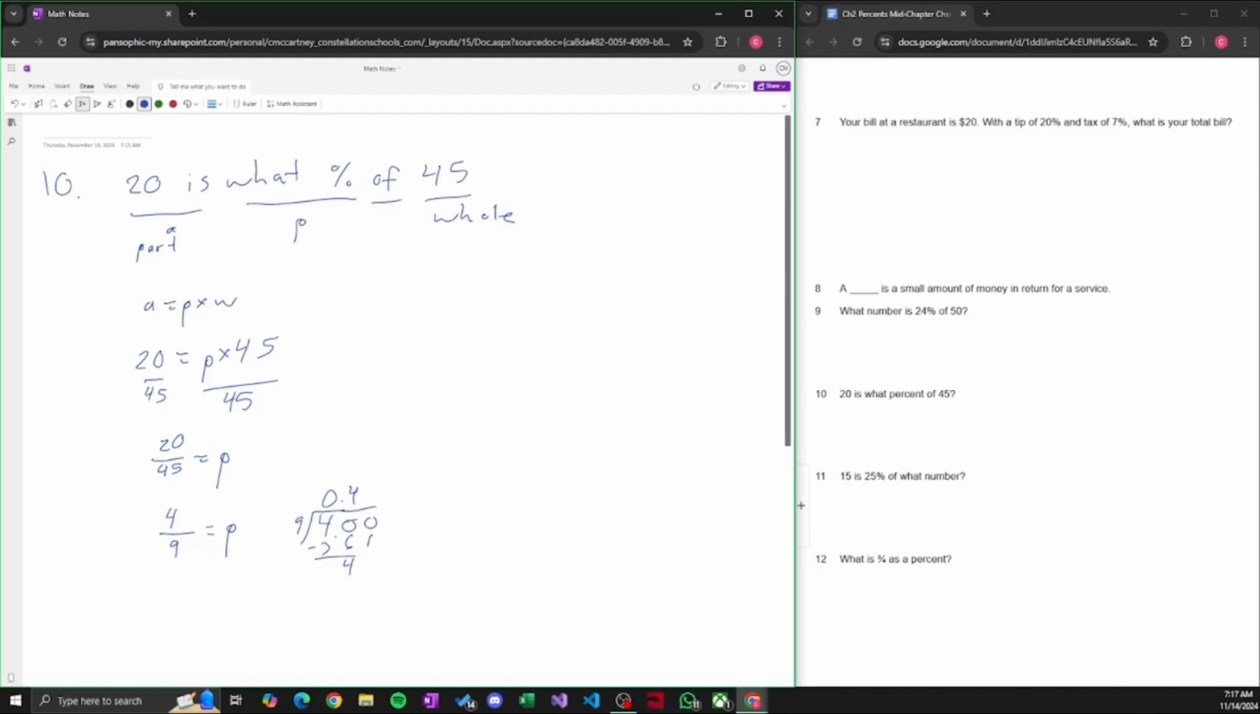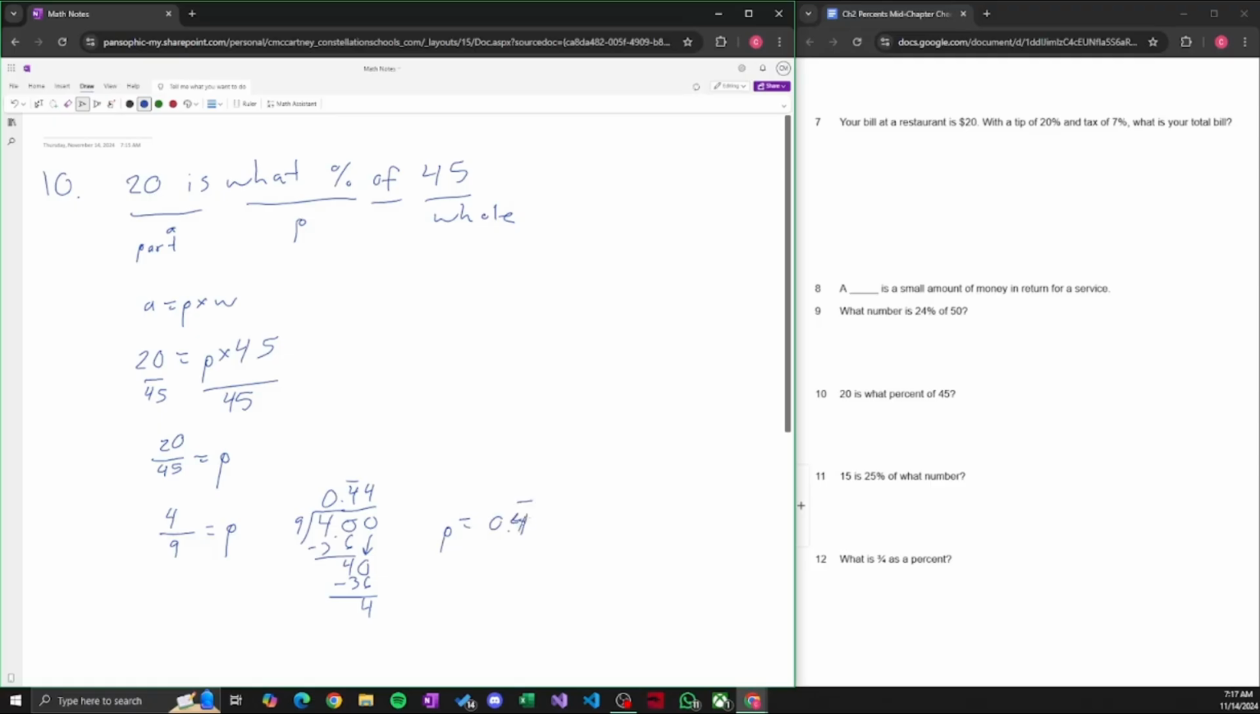Need to bring down another placeholder 0. We can subtract another 36, so it goes in 4 times. We get a remainder of 4. This is going to be repeating. So this is going to be 0.4 repeating. So our percent is 0.4 repeating.